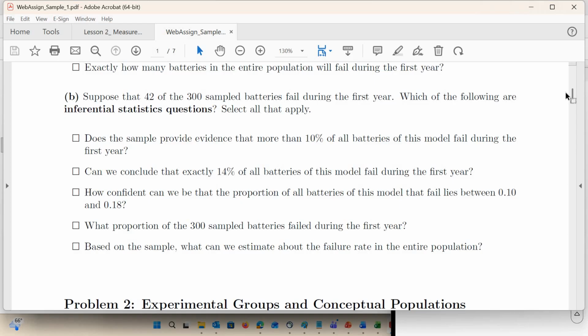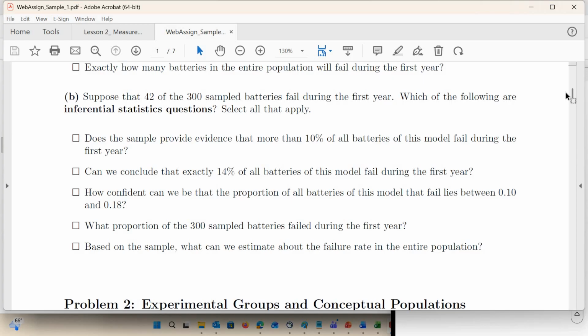So those are obvious. The one that's less obvious, and they talked about this in DeVore just a little bit, they ask you about the confidence, how confident can we be that the proportion of all batteries of this model that fail will lie between 0.10 and 0.18. That is also an inferential statistics question. And the reason it is, is because the interval concerns the unknown population proportion, and you're using the sample data to quantify that uncertainty. I'm not sure if your actual WebAssign has questions like that, but that is a statistical inference question.